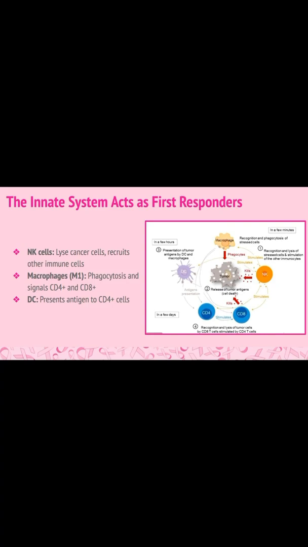NK cells kill cancer cells by releasing the lytic granules, perforin and granzyme, and recruit other tumor-infiltrating lymphocytes, such as dendritic cells, macrophages, and CD8 plus cytotoxic T cells. Macrophages 1 can kill cancer cells with phagocytosis and also recruit T cells. Dendritic cells present antigens to T cells to help initiate the adaptive immune response. They also secrete IL-12 effector cytokine that promote Th1 and natural killer cell responses.